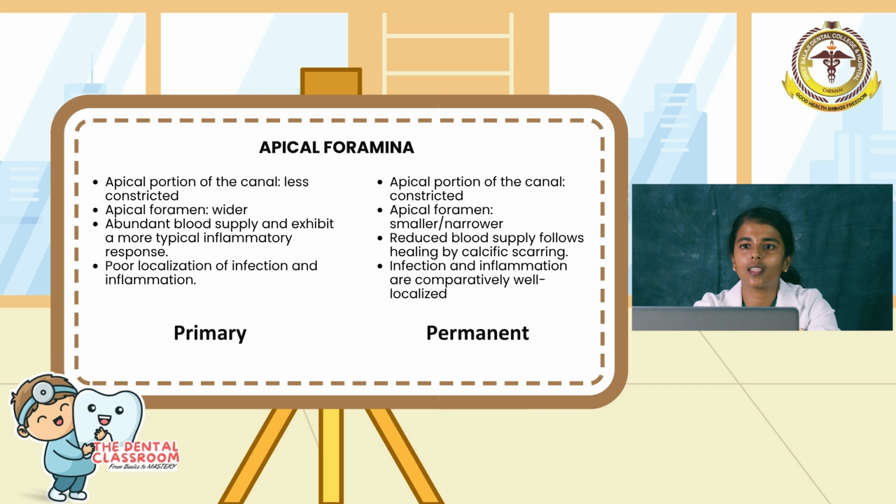And as I have already mentioned, the cellularity and vascularity will be more, corresponding to the abundant blood supply, which relates to the type of inflammatory response given by the primary teeth. Because of the reduced blood supply in the permanent dentition, the inflammatory response will be delayed, and healing will follow a scarring type of response, usually appreciated in the periapical radiograph. There will be poor localization of infection and inflammation in the primary dentition, but in the permanent teeth the infection and inflammation will be well localized and comparatively easier to identify in the radiograph.